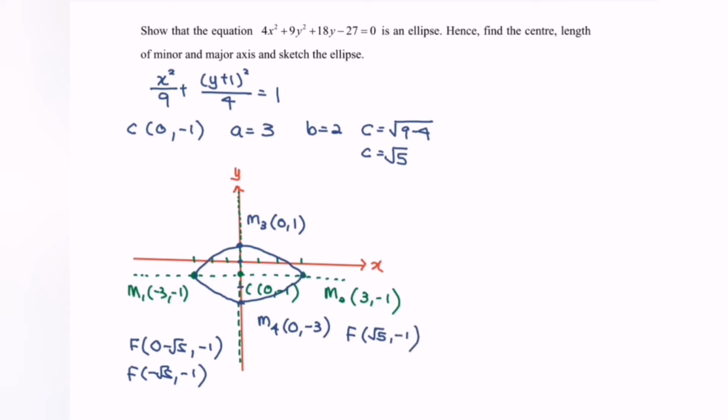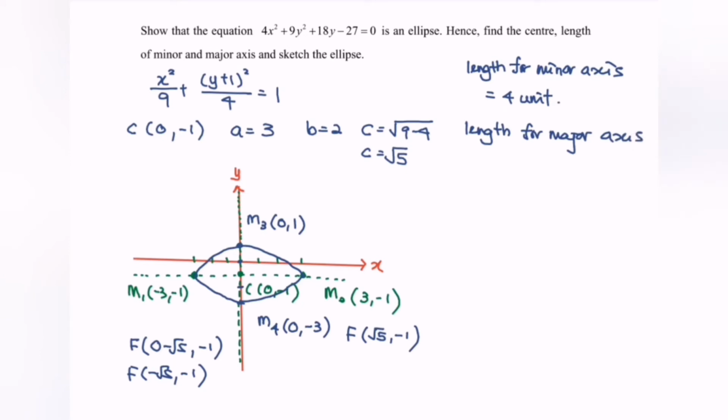We have to find the center, where we have 0, -1, and the length for the minor axis, which refers to b. 2 multiplied by 2, so we have 4 units. Next, the length for the major axis, which is a. So again, 2 multiplied by the value of a, which is 3. So we have the length for the major axis is 6 units.